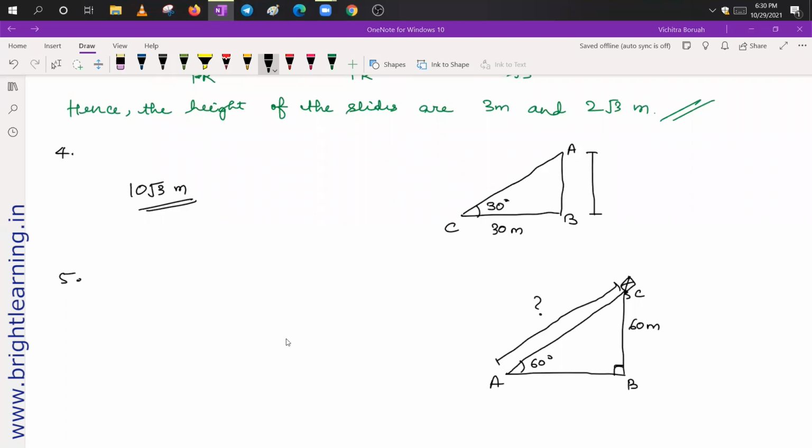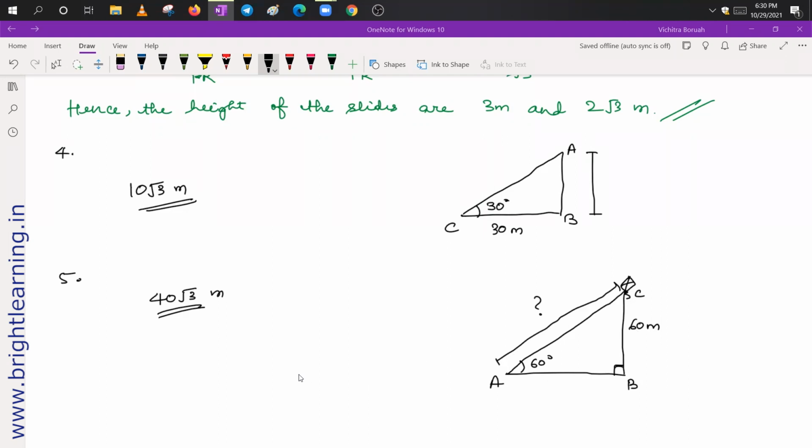It's 40 root 3, sir. Yes, very good. It's 40 root 3 meters. Pranav, Maya, what's your answer? 40 root 3. Okay, very good. So this is the answer. Here you just have to use sine 60 degree. It is equal to perpendicular upon hypotenuse. So using the formula, you will get the length of this string.